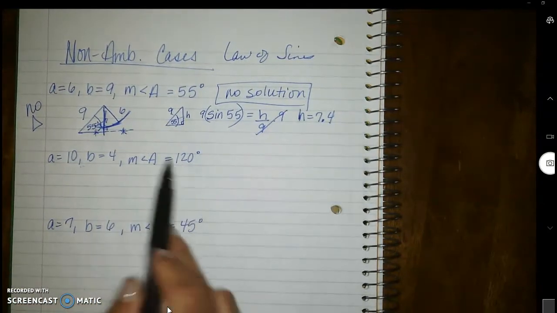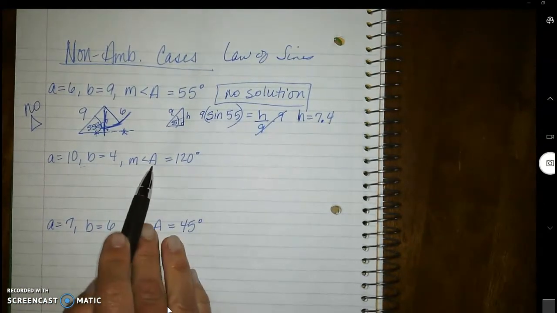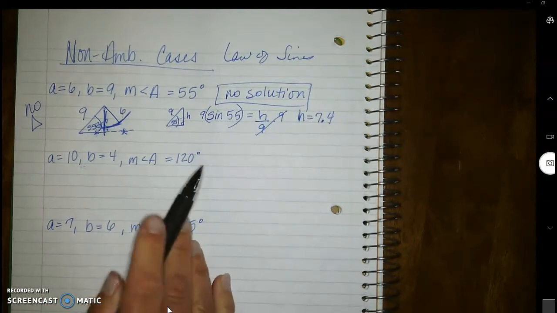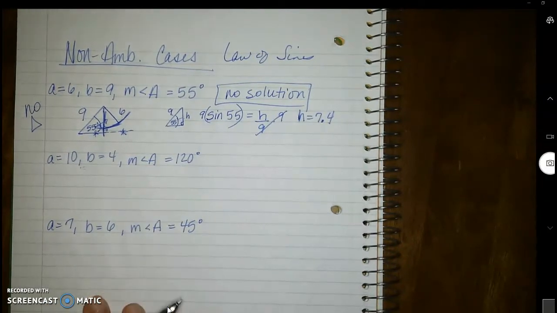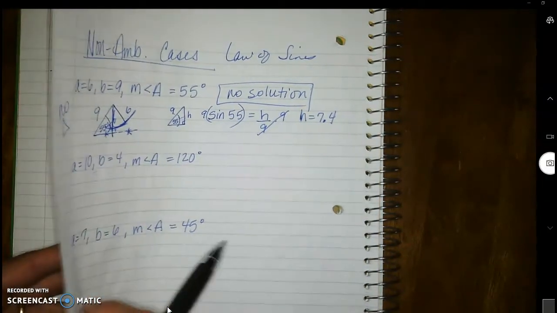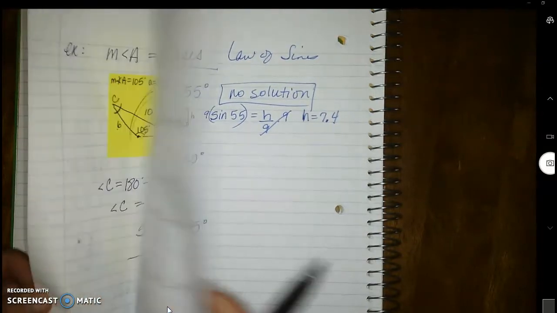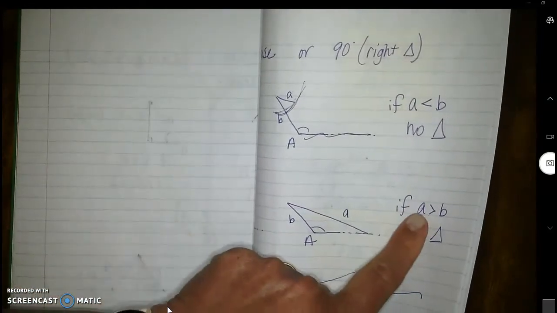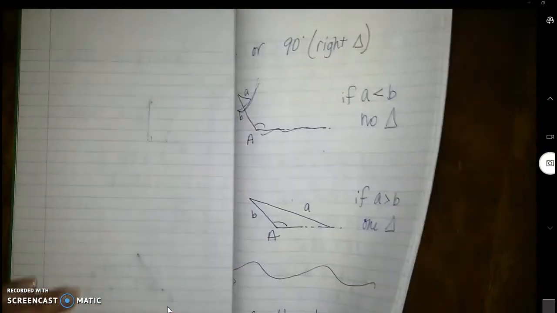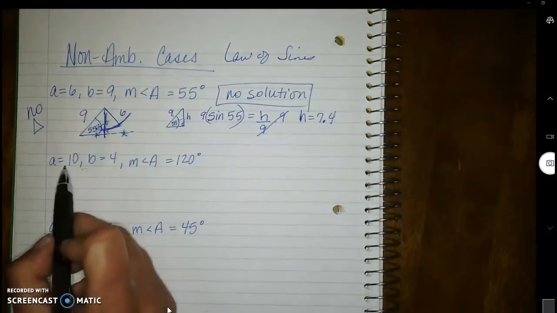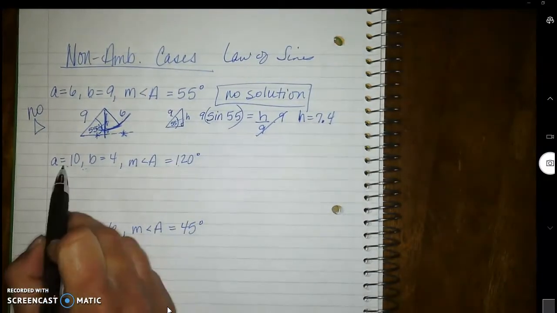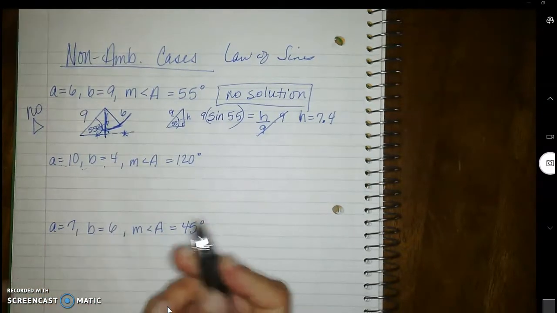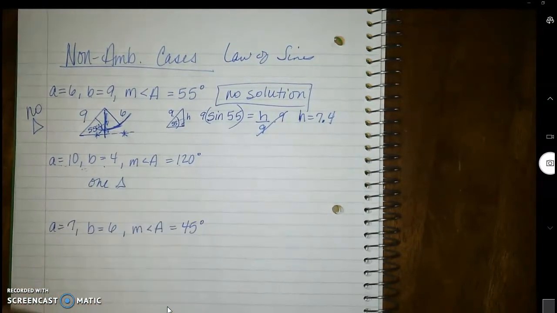Okay, let's go take a look at this one. I have an angle A that is obtuse. And remember, with an obtuse angle, if we go back to that little chart that we made, let's see if we can find that chart. When there's an obtuse angle, there it is. If a is greater than b, we're going to have one triangle. So is my side opposite of angle A bigger than the side next to it? Yes, it is. This is going to give us one triangle.